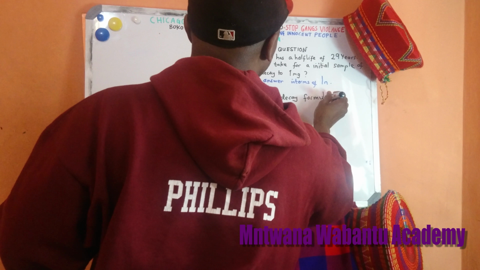So what is the problem here? For you to get time, you have to have k, the constant. So for you to get t, you have to get k. How are you going to get k? I have to get k for me to get t. In another way, I could have started by looking at how to solve my formula.